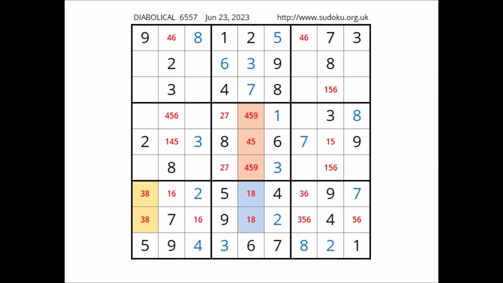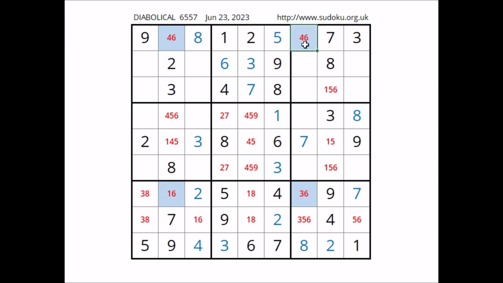What else? Let's see. Look. Take a look at the row. Number 6 can be here. Number 6 can be here. We only have 2 places for number 6. Take a look at the row. Number 6 only in these 2 places. So we have an X-wing situation for number 6. In this row, we only have 2 places for number 6, in this place and in this place. Look, these 2 places are in different sectors.